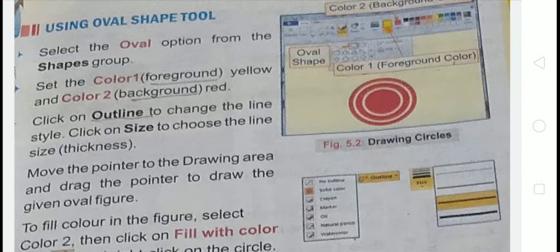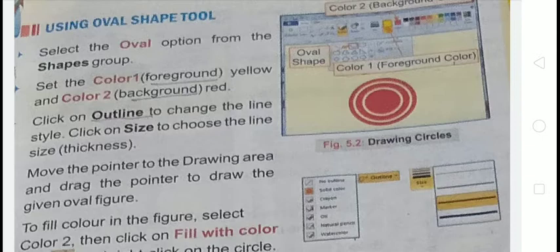Then select color 1, that is your foreground color, that will be yellow color, and set color 2 and that is red color. And then click on the outline to change the line style. When you click on the outline, you can change the outline style, means you can make the line style thick or thin according to your need.